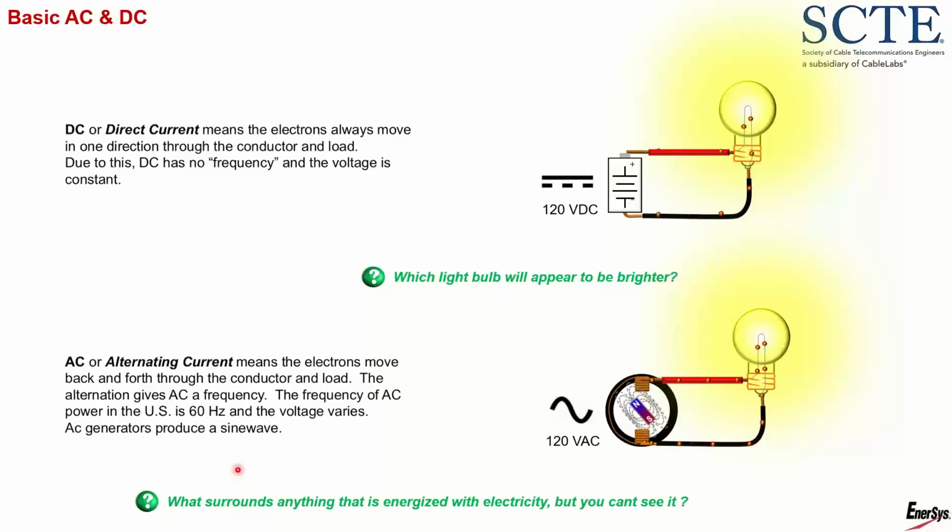Other question I have here, what surrounds anything that is energized by electricity but you can't see it? Well, anytime you put electricity on a conductor and it's flowing through the conductor, you will have a magnetic field around that conductor. If it's DC, the magnetic field is static, meaning it engulfs the wire and it just kind of sits there. If it's AC, because the electrons are moving back and forth, my magnetic field will constantly change. Basically like it's doing as I'm producing electricity, North Pole, South Pole, North Pole, South Pole. So around all electric wires and anything that's energized, there is always going to be a magnetic field.